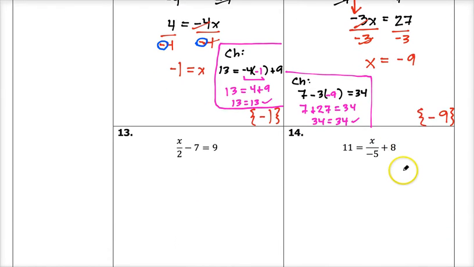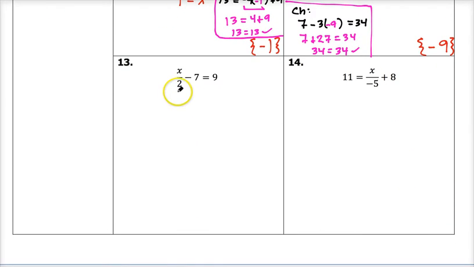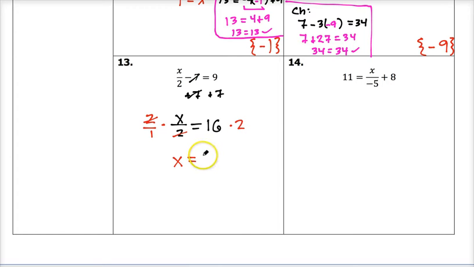Okay, moving on to 13, we have x over 2 minus 7 equals 9. So I'm going to undo subtraction first by adding 7 to both sides. That leaves me with x divided by 2 equals positive 16. I then need to undo my division with multiplication, so I'll multiply the left side by 2. That leaves me with just x, and I'll do the same thing on the right side. 16 times 2 is 32. So then I'll check that.